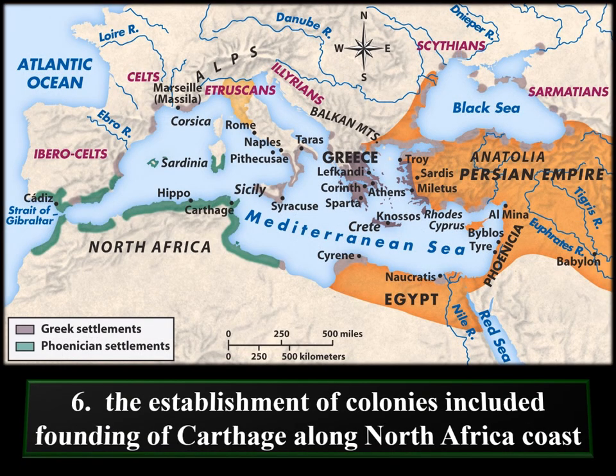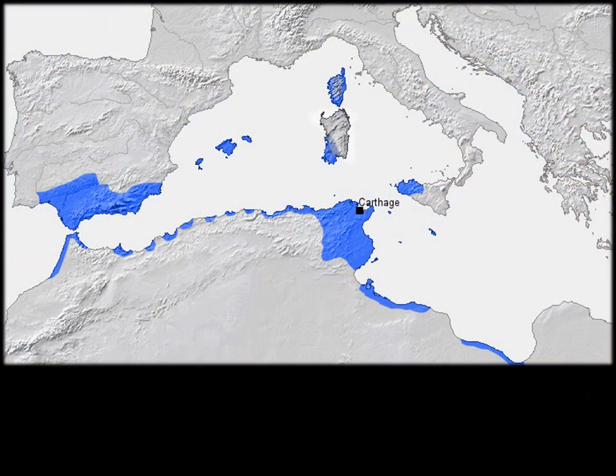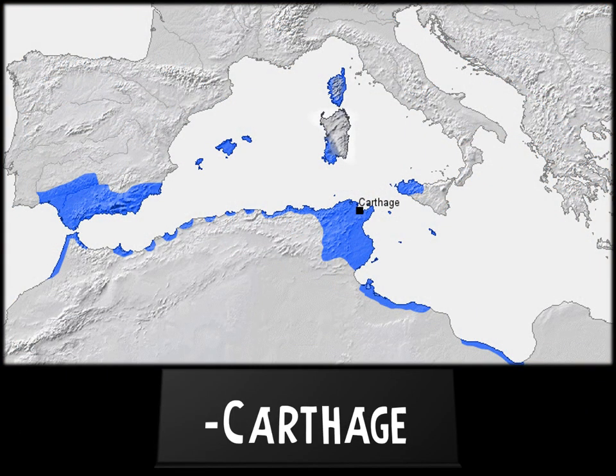The establishment of Phoenician colonies included the founding of Carthage along the North African coast. You see Carthage located there in northern Africa. This will eventually become the most important of the Phoenician colonies, the Phoenician kingdoms, if you will. And they will eventually tangle with Rome. We'll talk more about that in a later unit as well. Now let's talk a little bit about Carthage in particular.